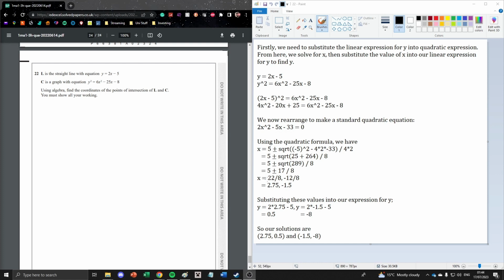And so x is 22 divided by 8, or minus 12 divided by 8, using this plus minus. So x is 2.75 or minus 1.5. If we then substitute these x values into the simple linear equation up here, we get that y is equal to 0.5 in the case that x is 2.75, or minus 8 in the case that x is minus 1.5. And so our solutions are 2.75, 0.5, and minus 1.5, minus 8.